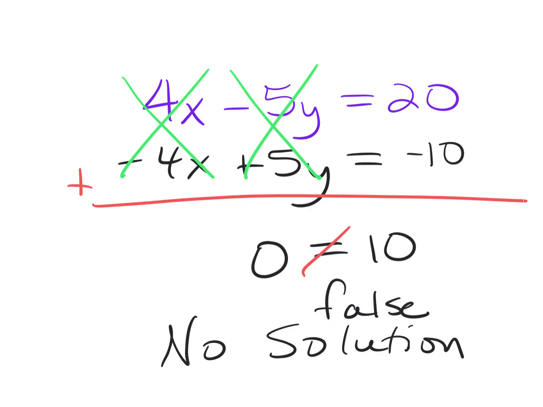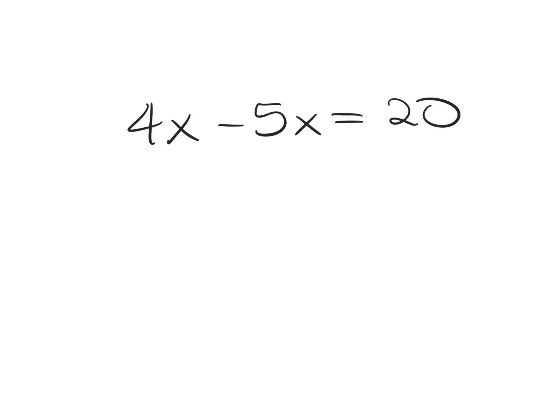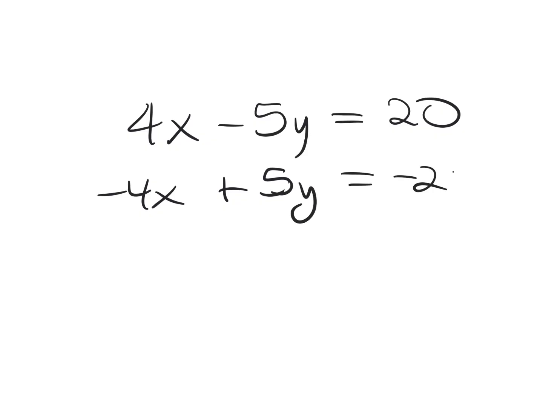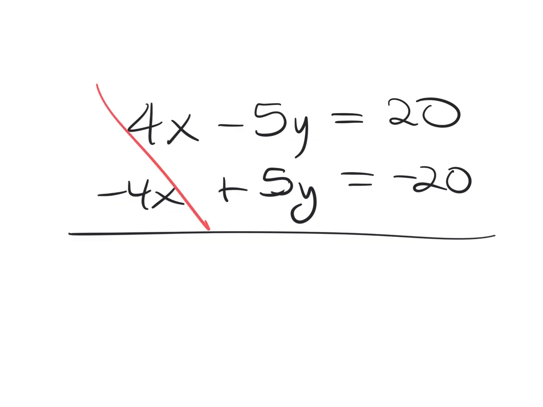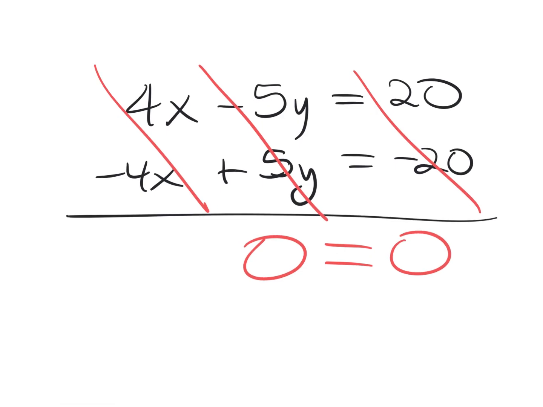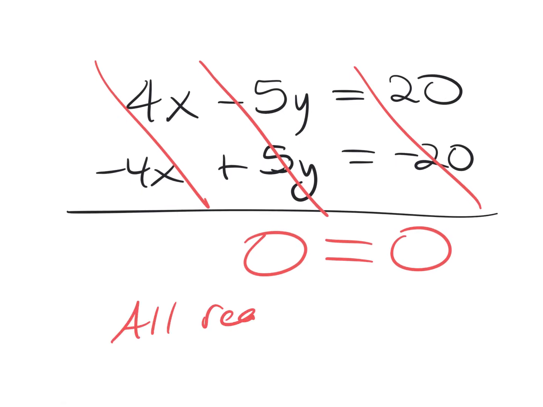Let me try another one. Let's say we have 4x minus 5y equals 20. And then negative 4x plus 5y, oh, that should be a y here, 5y equals negative 20. Notice cancels, cancels, cancels. 0 equals 0. This is all real numbers. Or you can also describe it as infinitely many.